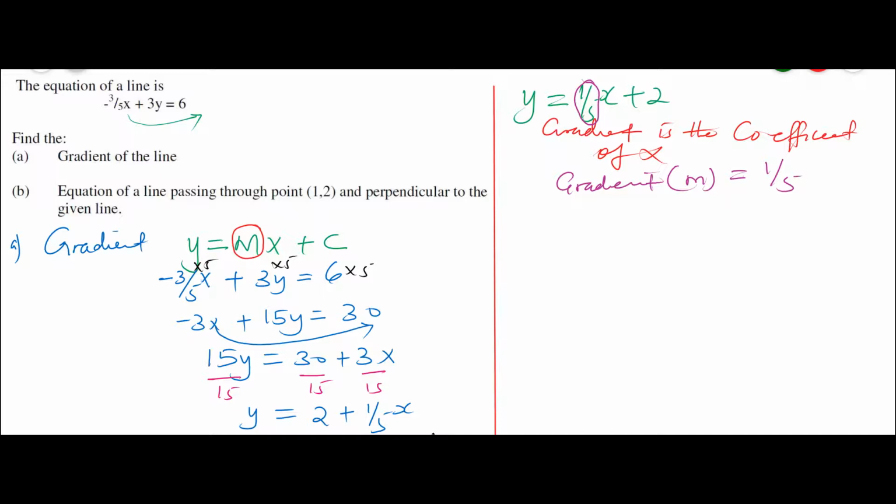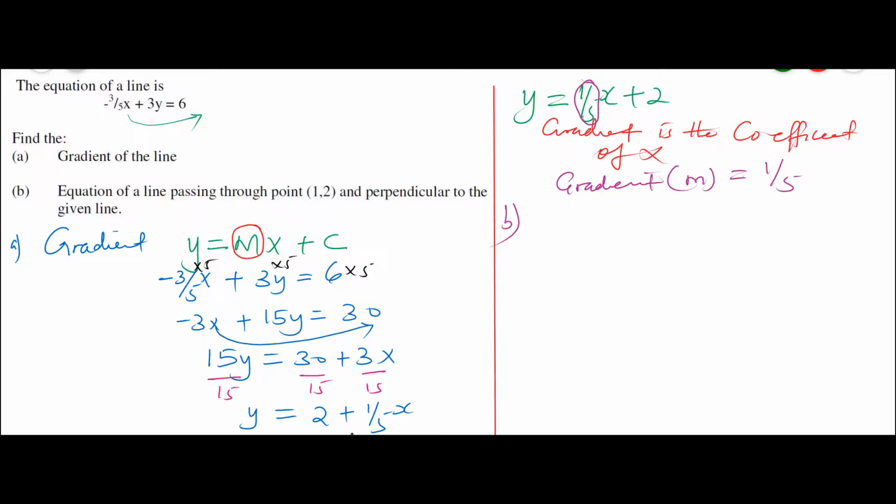Now let's go to the second part. The second part of the question, we are told the equation of a line passes through point 1, 2 and is perpendicular to the given line. So we are supposed to get the equation of another line that will be perpendicular to the first line that we have just calculated the gradient and got 1 over 5.